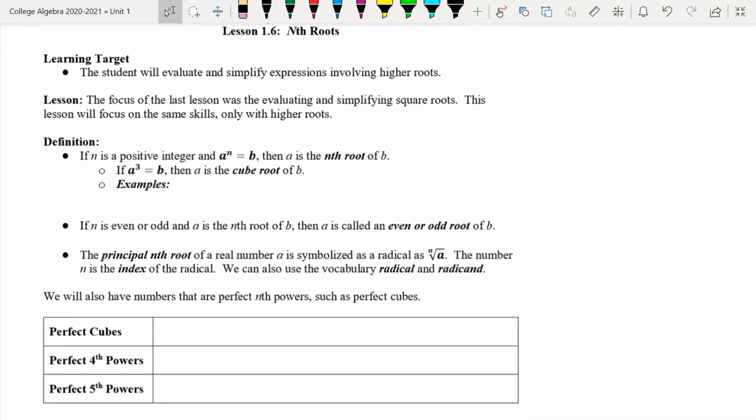So the principal nth root of a real number a is symbolized as a radical, the nth root of a. The number n is the index of the radical. We can also use the vocabulary radical and radicand.